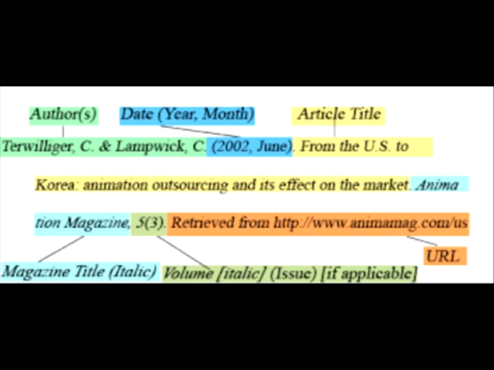Now, this is a reference of a magazine. Author with initials and second author, initials, date, and Newsweek magazine. It is monthly, so the day is absent, just the month, and article title, then magazine name in italics, then volume in italics, then issue in italics if applicable, and retrieved from if you have the URL.